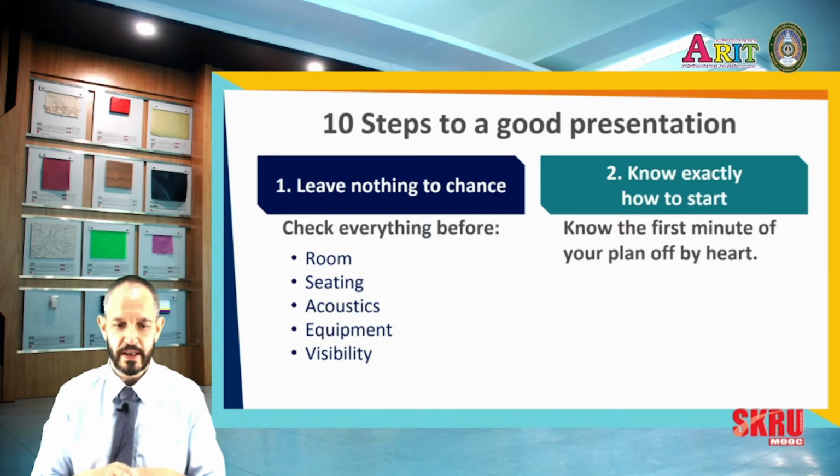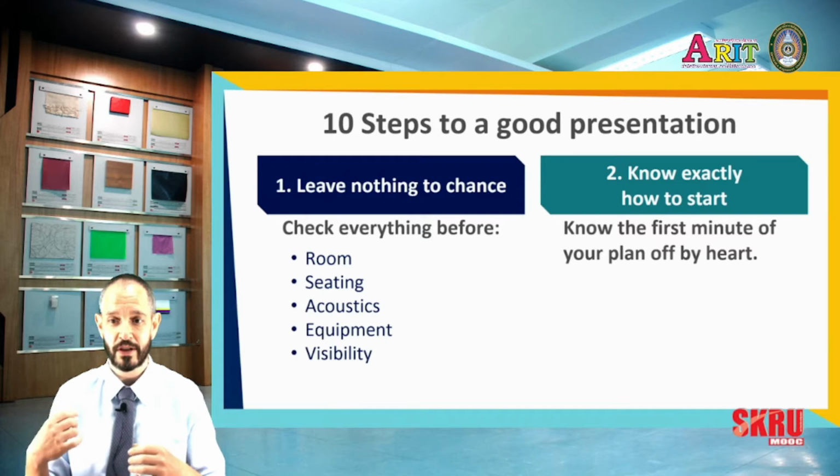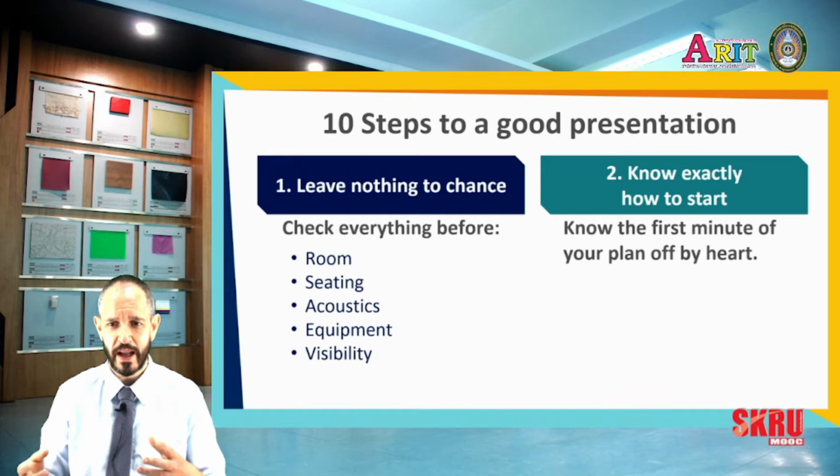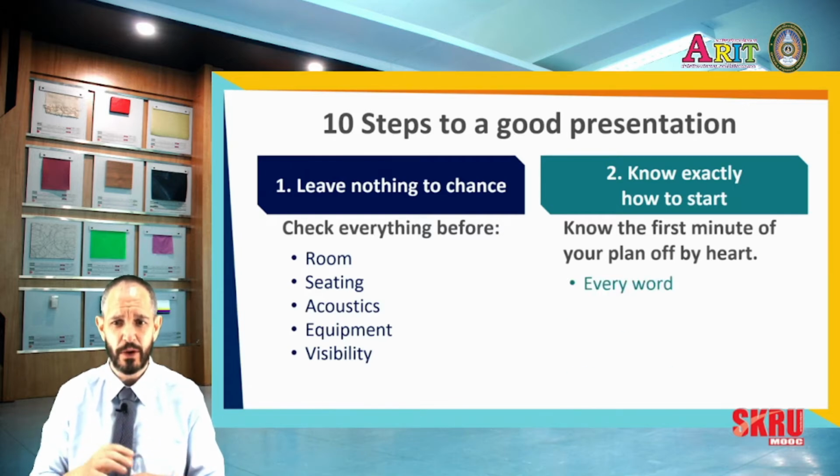Step number 2 is know exactly how to start. Basically, know the first minute of your presentation off by heart. You can do it without thinking. There's something called conscious and unconscious memorization. Conscious is when you have to think about it and you can remember and do it. And unconscious means you don't even have to think. It's just reaction. And that's where you want to know the first minute. So you want to know every word you're going to say, word for word.